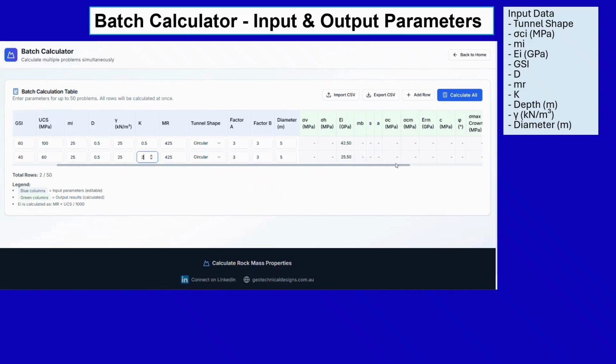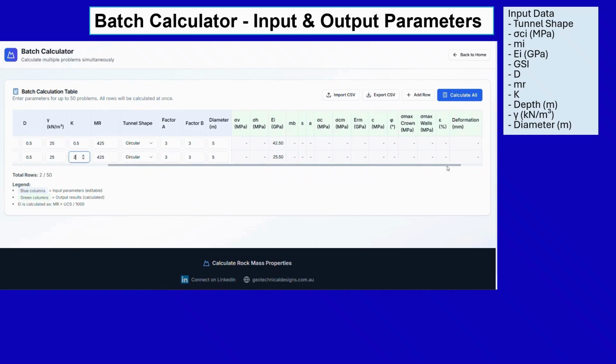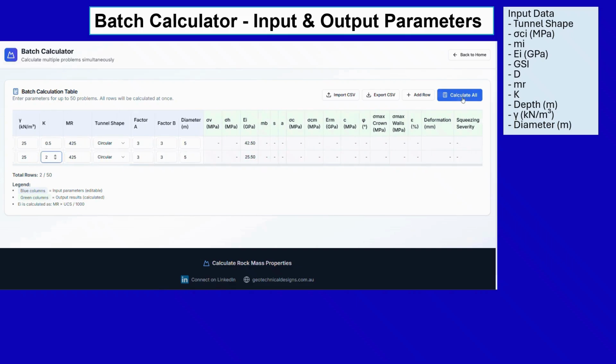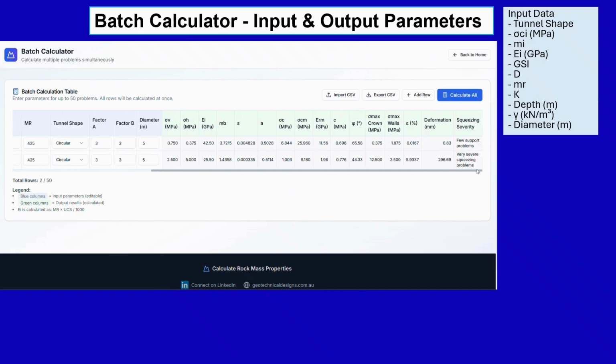It means the in situ stresses are also high at this location of the tunnel. As we go towards the right, we can see there are 2 rows of output results. Now once we go there and click calculate all, it will give the results of all the rows together, and then we can go further and see the severity of squeezing in the tunnel due to different input parameters in both the rows.